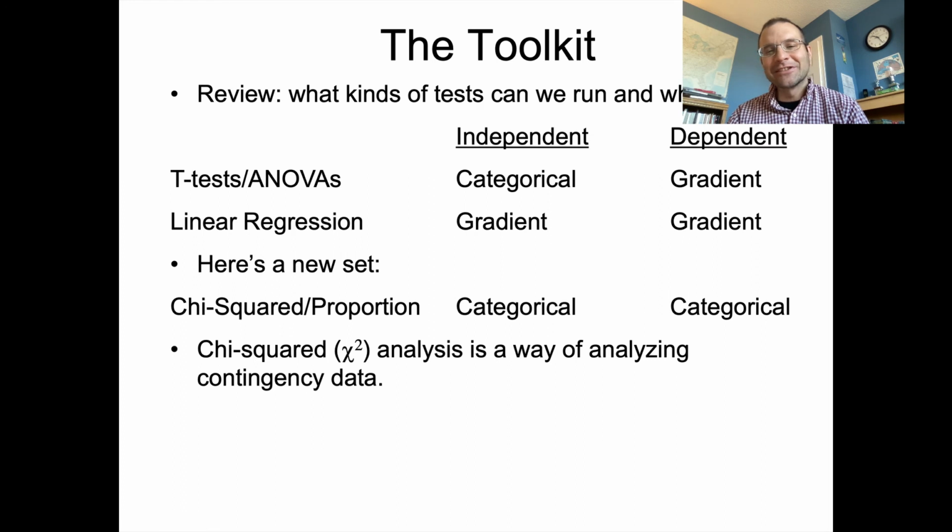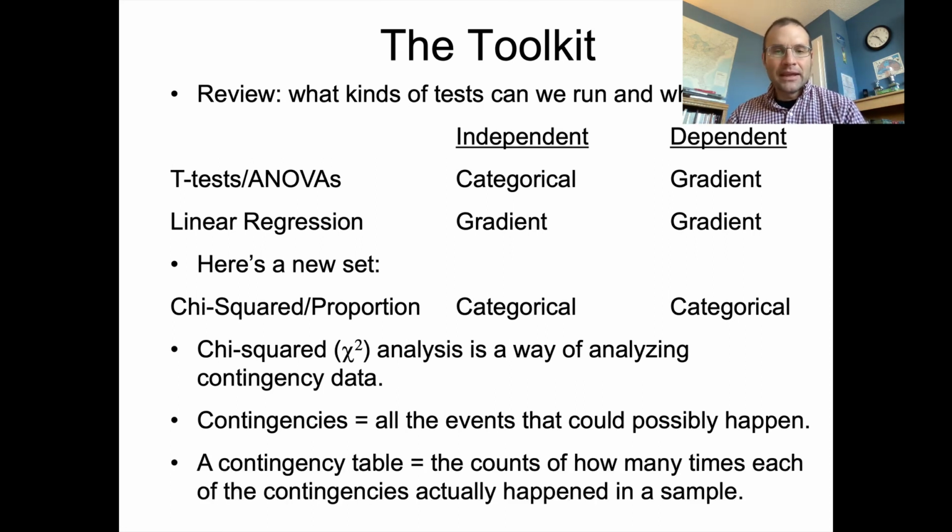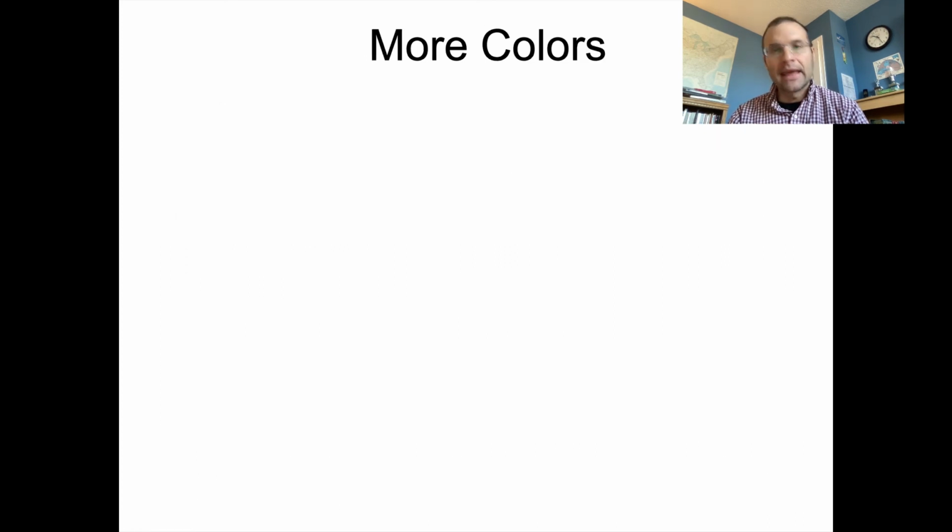And chi-squared analysis is a way of analyzing contingency data. And contingencies are just all the events that could possibly happen within a certain framework. And a contingency table is the counts of how many times each of the contingencies actually happen in a sample. So we're going to be looking through tables that have counts of events in them, basically, to provide data for this sort of method as we go through the lecture today.